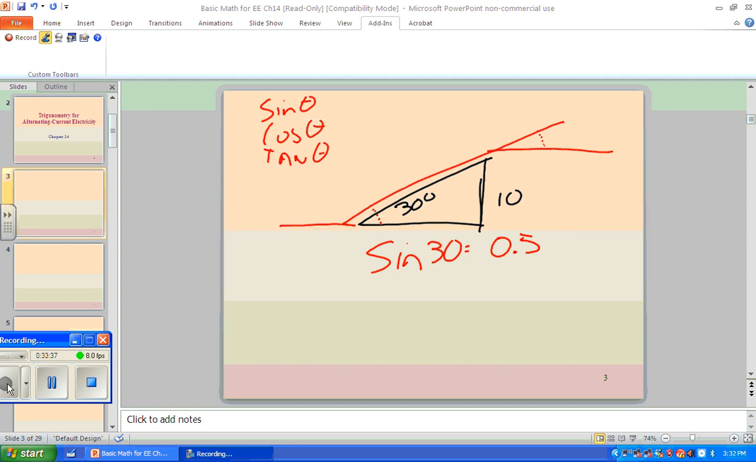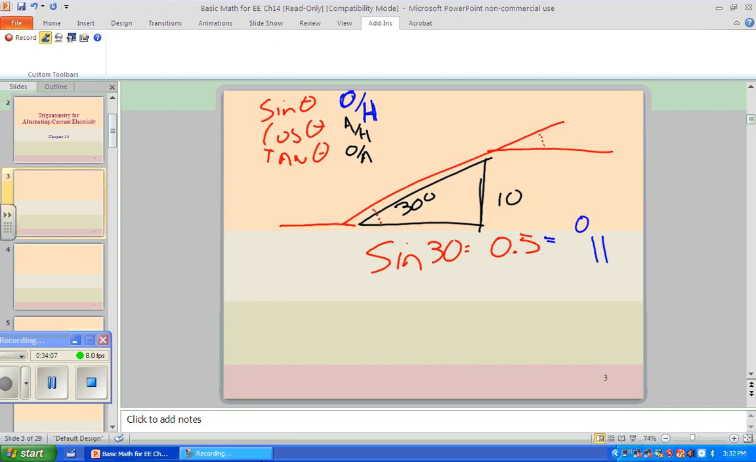We want the sine because the sine has what we want and what we're looking for. We're looking for the hypotenuse, and we have the side opposite. So we know we're not looking for the cosine or the tangent. Okay, so we found the sine of 30 degrees is 0.5, and that's equal to O over H. Everybody agrees with that, right? And we're looking for H.